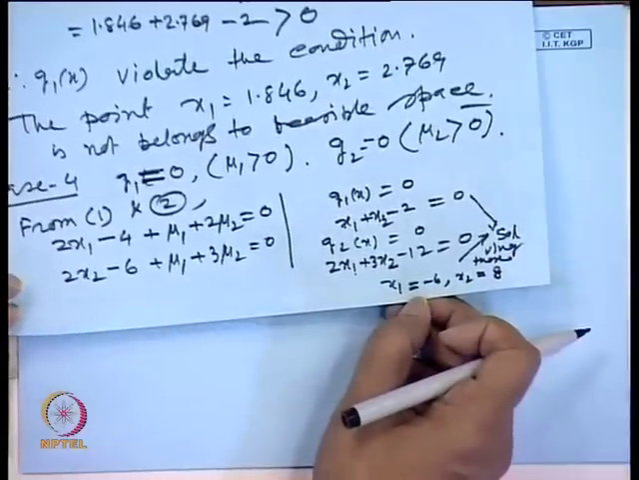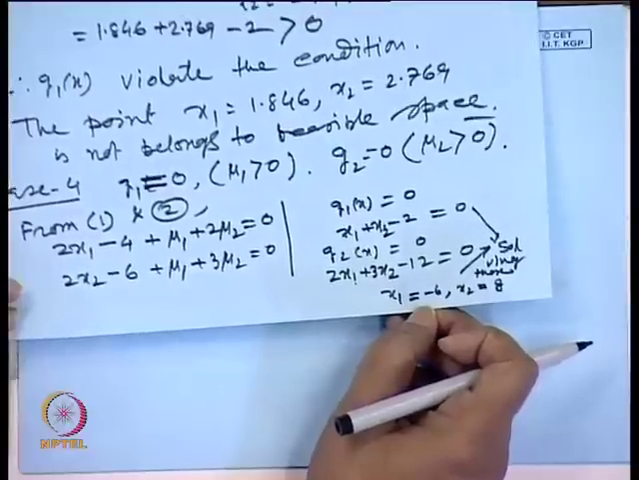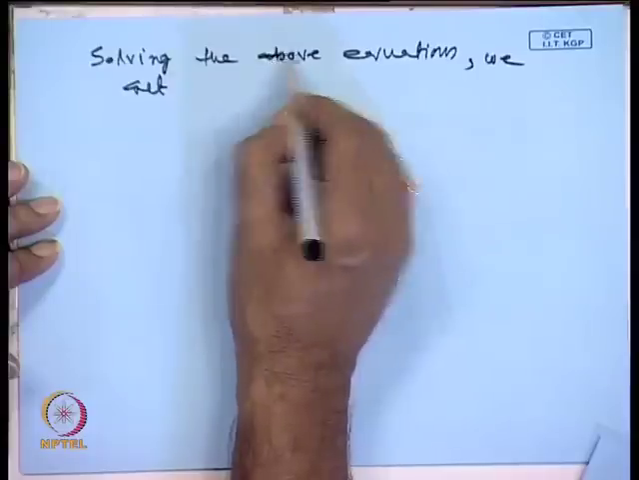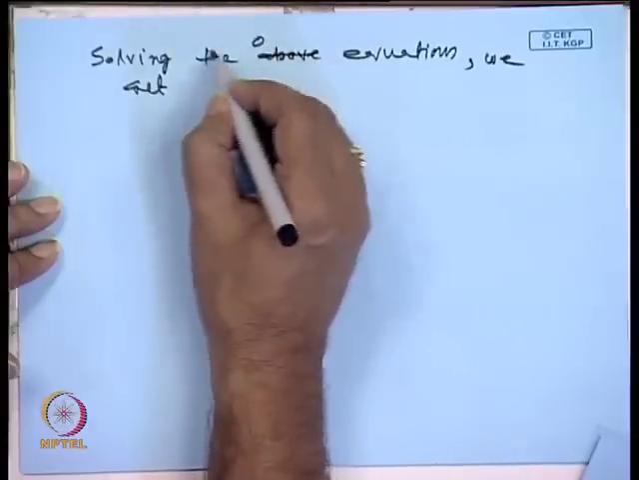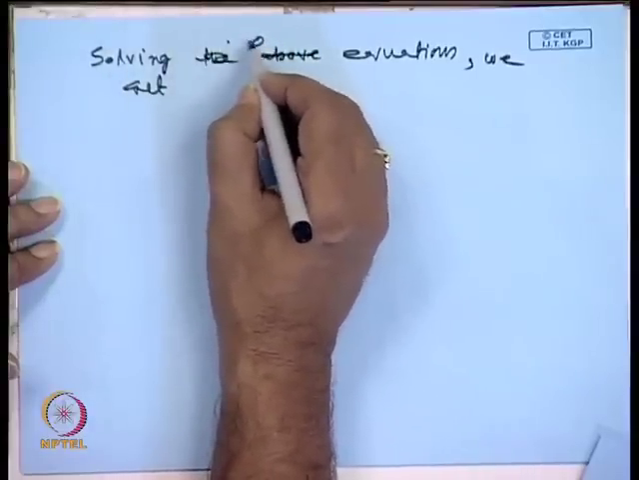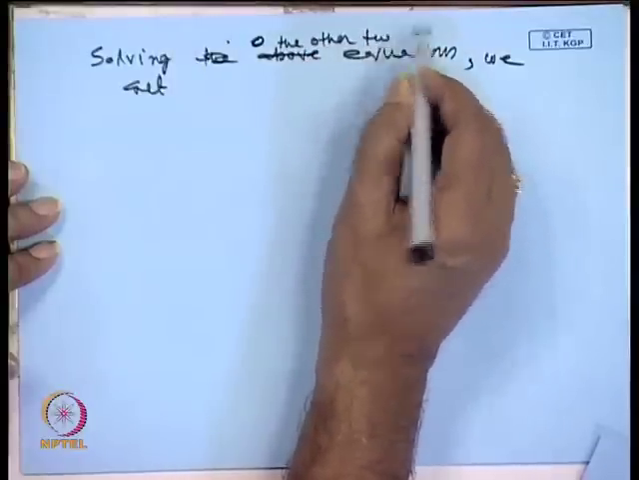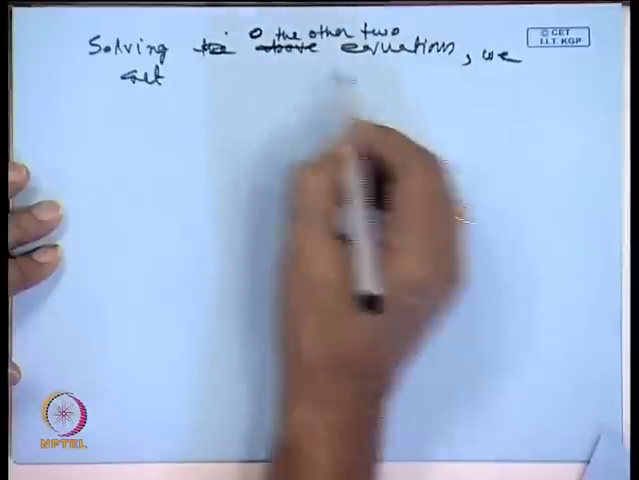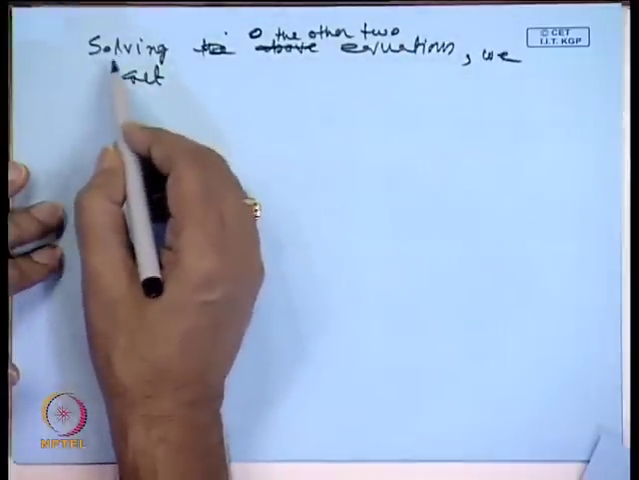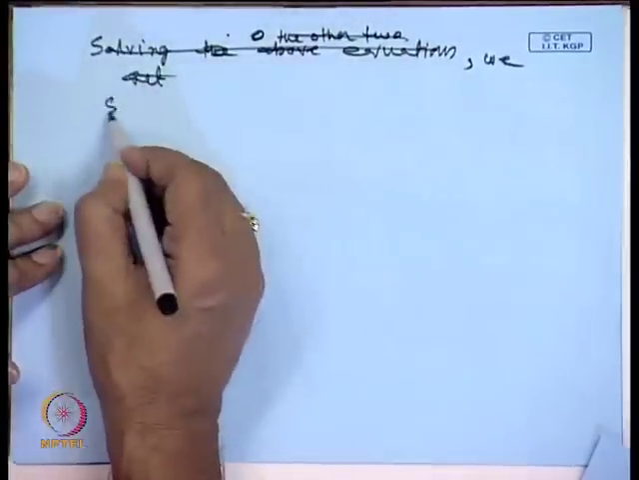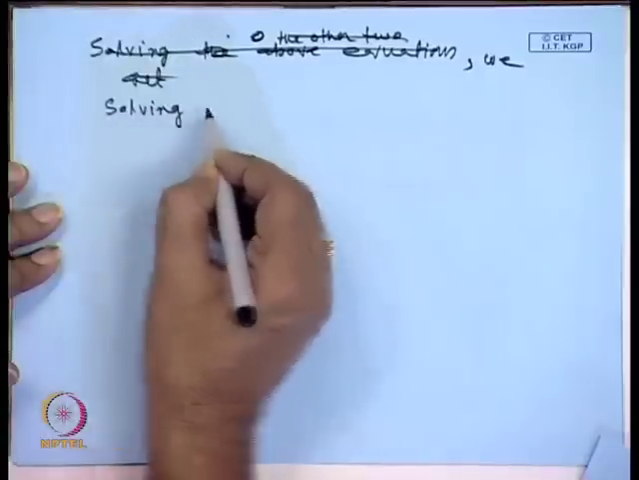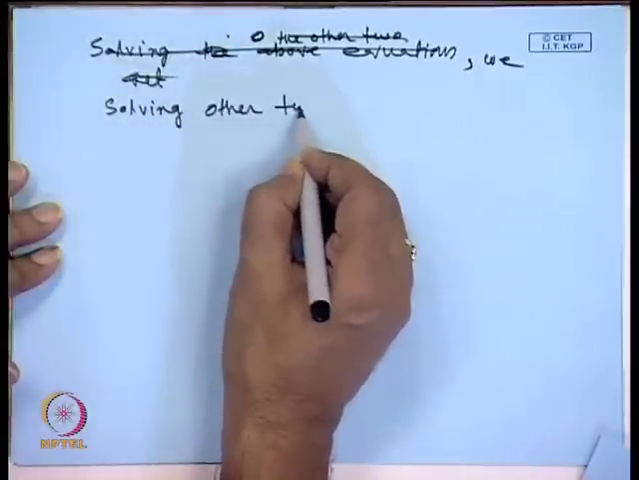And it does not satisfy our side constraints. We have x 1 is greater than or equal to 0, x 2 is greater than or equal to 0. So, let us call and solve the other two equations. Solving the other two equations, agree?